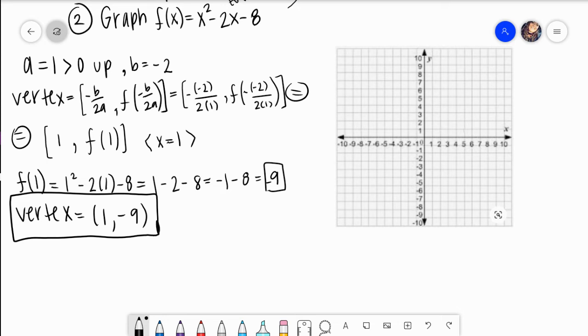I can go ahead and plot this. So I scoot over 1 on my x-axis and I go down 9 on my y.